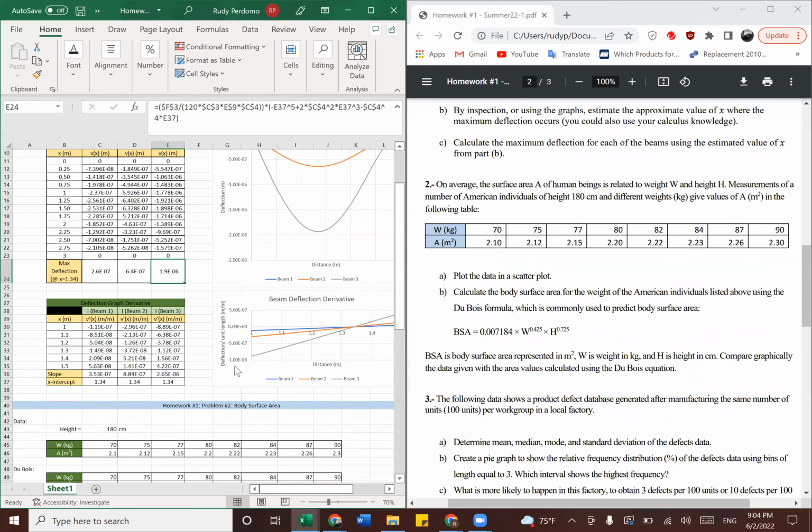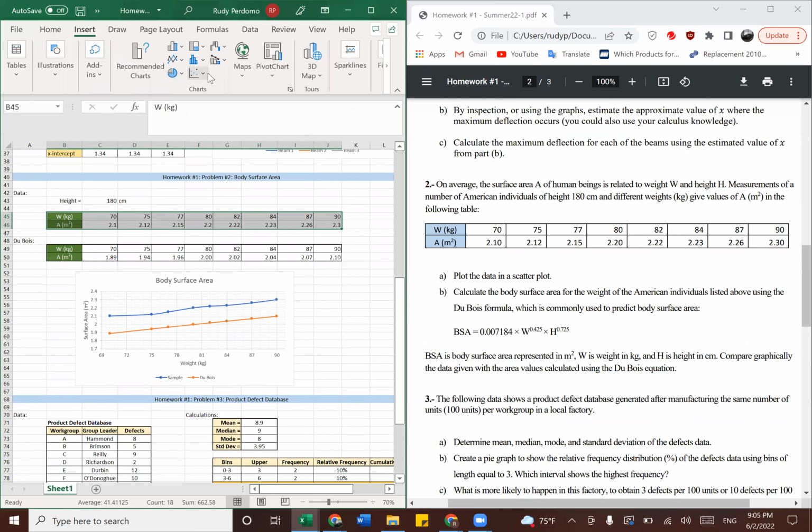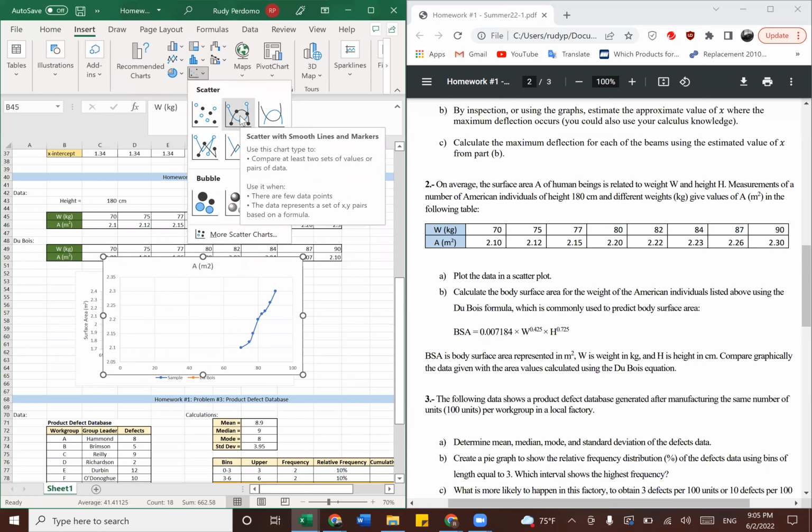So number two, you have body surface area. So you were given a height of 180 centimeters, and here is the sample they gave you. So first they tell you to plot the data on a scatter plot. So what you're going to do is just going to highlight it. All right, go to insert, scatter plot. You could choose whichever one you want.